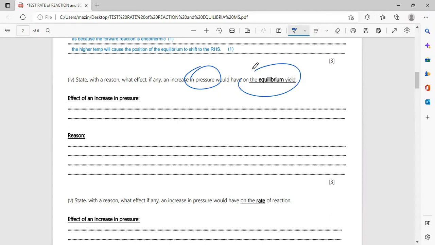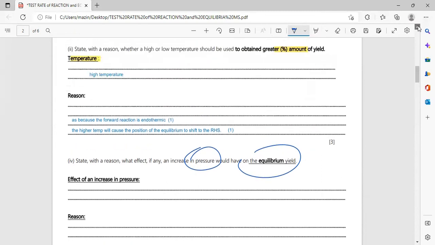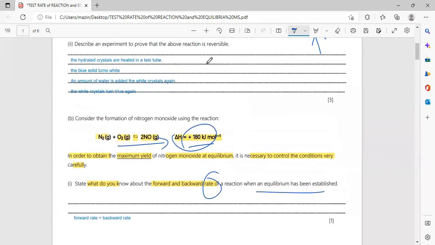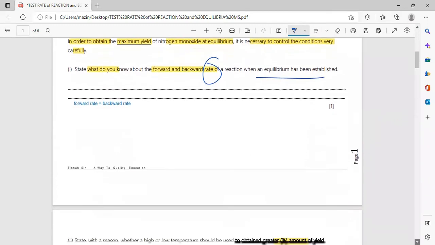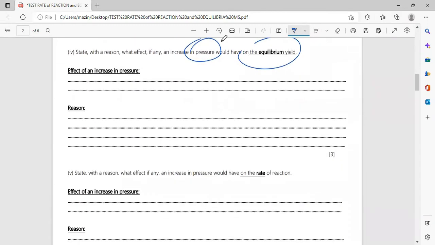This causes the position of equilibrium to shift to the side which has fewer gaseous molecules. Which side here has fewer gaseous molecules? No. Here are two molecules, or 2 moles. Here are 2 moles. So on both sides you see the same amount of gaseous substances. So this won't affect the position of equilibrium. No effect. So no effect on changing pressure.